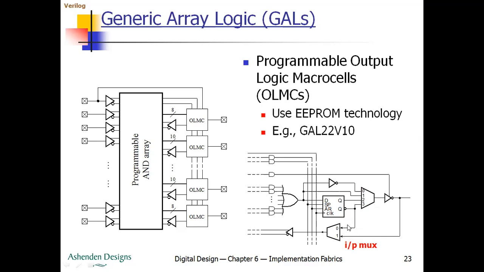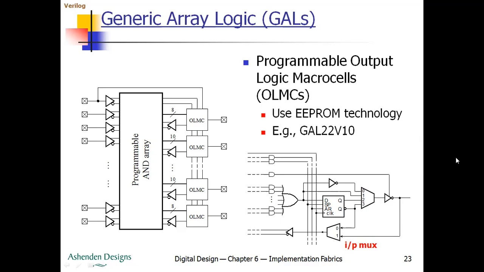Here you can find two kinds of multiplexers. The output of the register goes to the multiplexer, and then the output of the multiplexer is fed to the tri-state driver. One we call the output multiplexer, here it is, and the second one is the input multiplexer, the one below, as I'm showing here. These two multiplexers are programmable along with the programmable AND array.